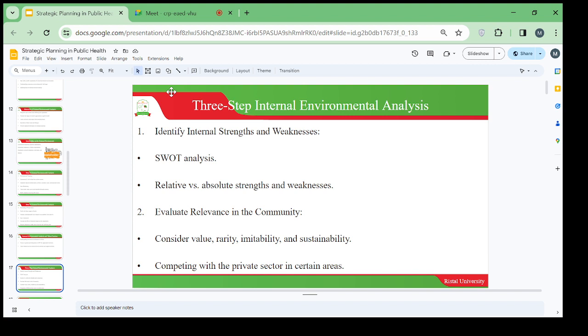And then evaluate your own relevance in the community where you serve. What value are you creating? Is what you're doing something very unique, or is everyone actually doing the same thing? Or what you're doing is quite unique, but other people can easily copy it. That is imitability. People can easily imitate or replicate what you're doing. So you need to ask yourself those questions. And then the last question is the issue of sustainability, which you also need to ask yourself.